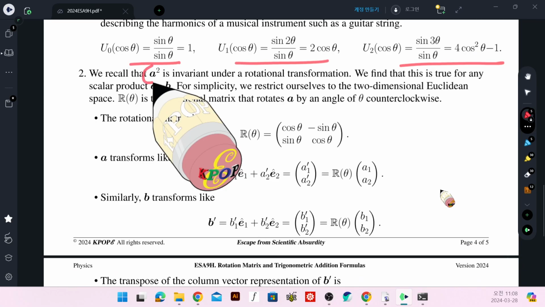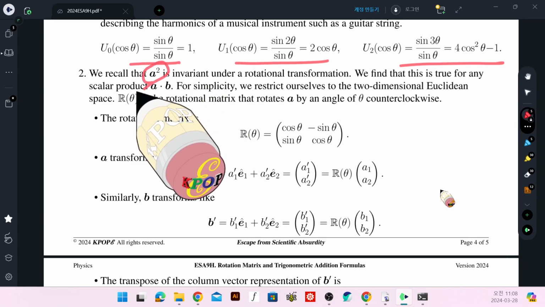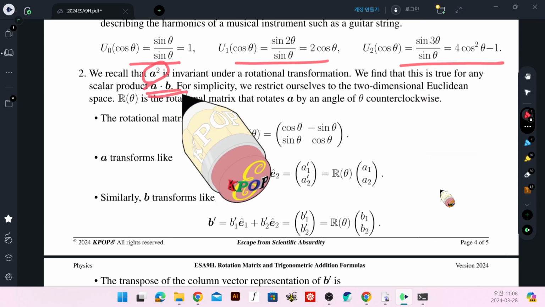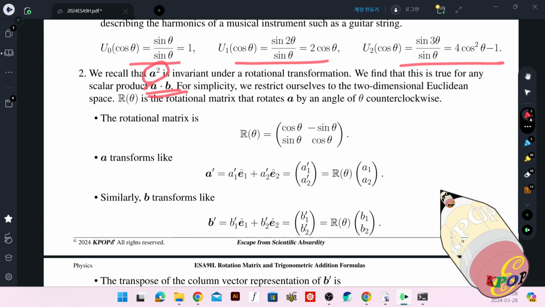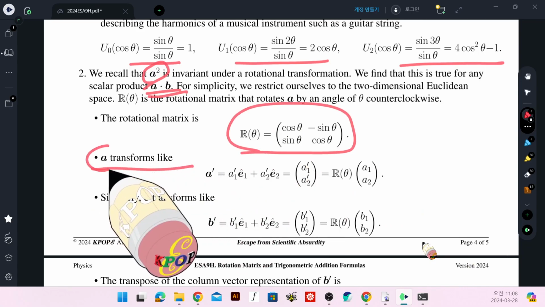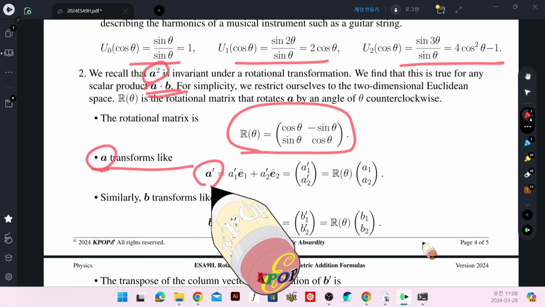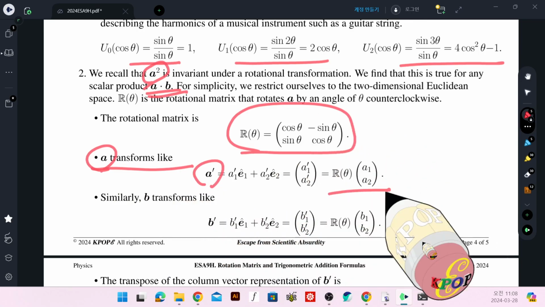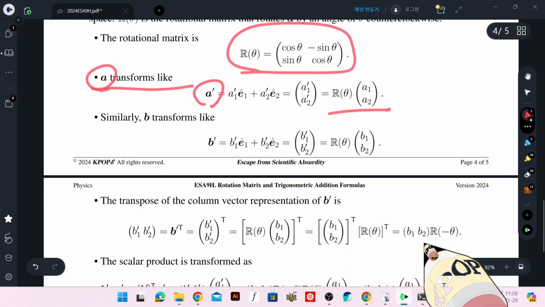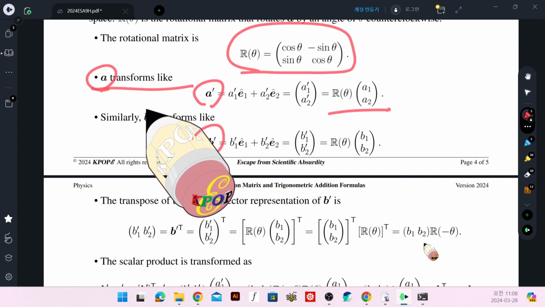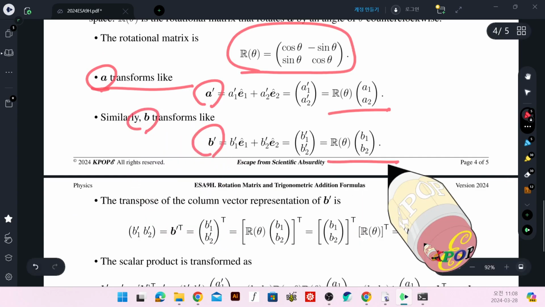We recall that A squared is invariant under rotational transformation because it is a scalar product, and in general, any scalar product is invariant under rotation. The rotation matrix is like that. If I rotate a vector A into A prime with the angle about the z-axis, the final result is like that. In a similar manner, the B prime that is obtained by rotating vector B is like that.